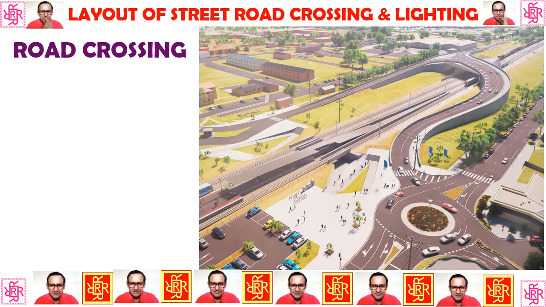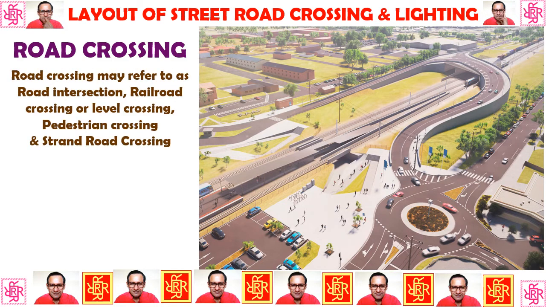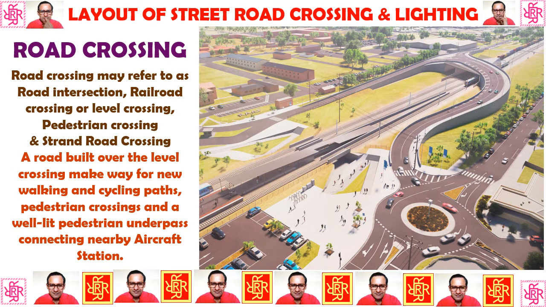So road crossing, let's talk about road crossing. Road crossing may refer to road intersections, railroad crossing, level crossing, pedestrian crossing, and street road crossing. Here in the figure, you can find all these things which I have talked about. A road built over a level crossing makes way for new walking and cycling paths. Pedestrian crossings and well-lit pedestrian underpasses connecting nearby stations are important aspects that are developed in, you can say, advanced countries.